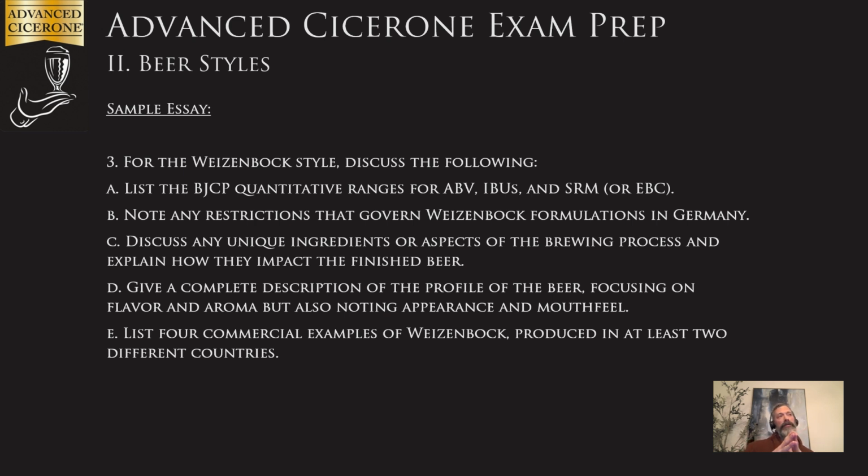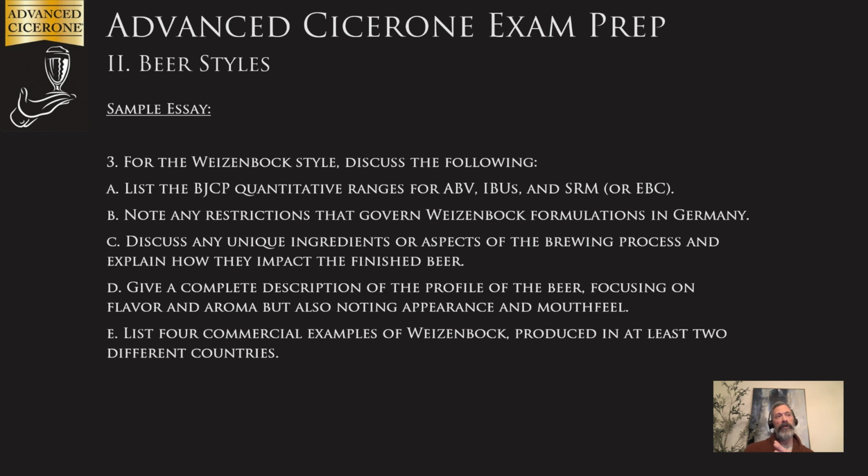And then another one. Now this is key. This gives insight into how much I have to really know about a specific style. They give Weizenbock as an example. This is right off the website. They start out asking you about BJCP quantitative ranges, so you have to know the ABV, the IBU, and SRM. And then this falls more into beer history: restrictions that govern formulation, so maybe the Reinheitsgebot or something. You have to know how wheat beers, or specifically Weizenbock, are restricted by the government. So that's beer history. And you don't know what beer this question will be about, so you have to be ready to answer that question for any of the 100 beer styles, right?